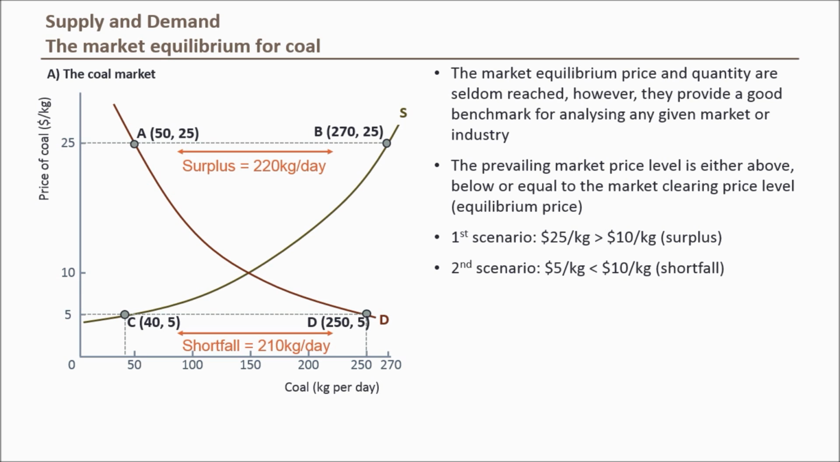the result. The final scenario is where the current market price is the same as the market clearing or equilibrium price, as indicated by point E. In this scenario, the amount of coal being supplied by the mines, which is 150 kilograms per day, is exactly the same as the amount of coal consumers want. This means that at the end of each day there is no shortfall or surplus of coal.